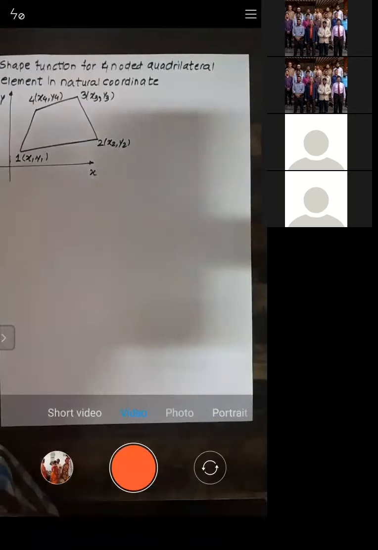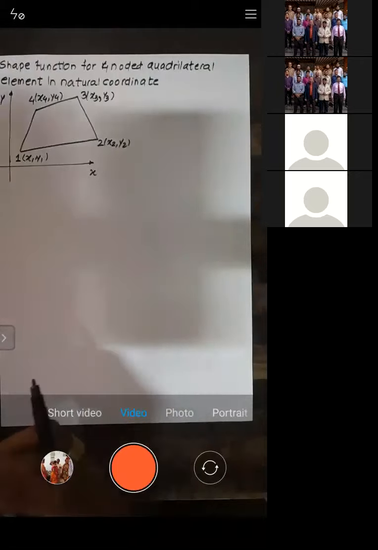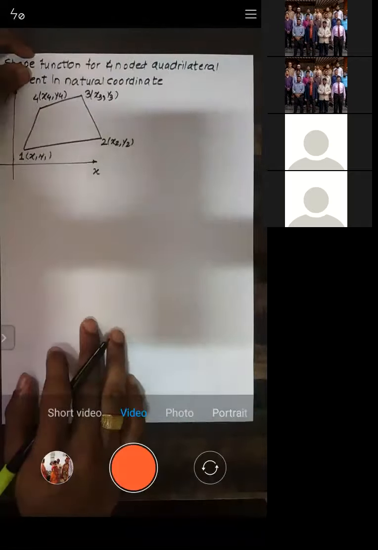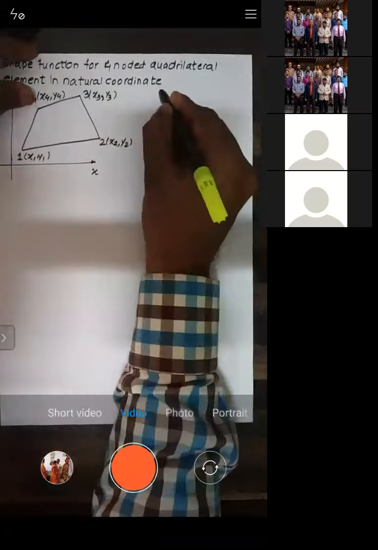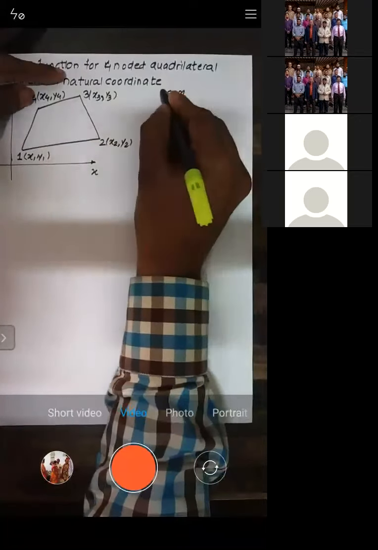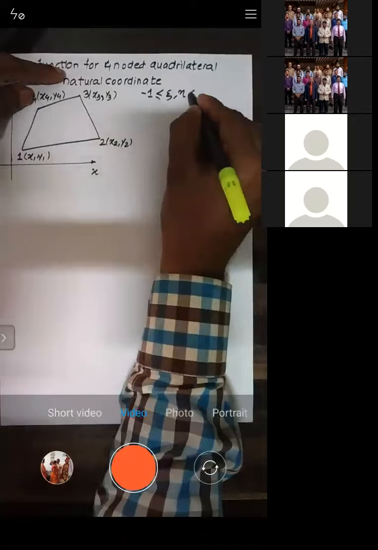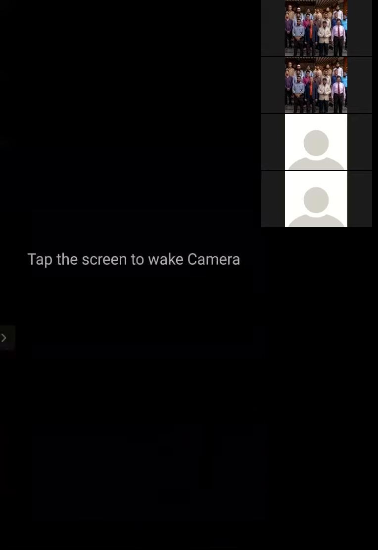Basically, we need to convert that into a natural coordinate. As I told you, in natural coordinate, you need to replace the x coordinate by zeta and the y coordinate by neta, right? And what is the limit for zeta and neta? Zeta and neta are ranging between -1 to +1. Try to understand. The value of zeta and the value of neta will be ranging between -1 to +1. So this is the limit for zeta and neta.